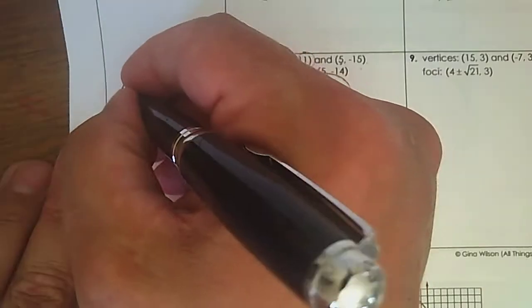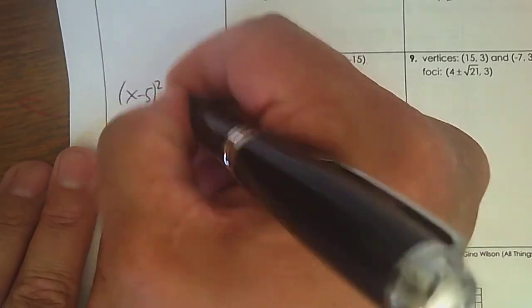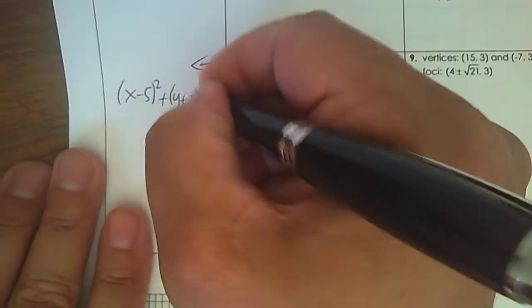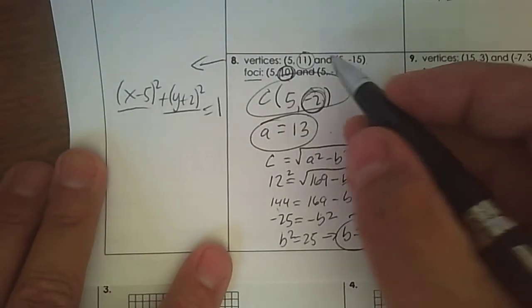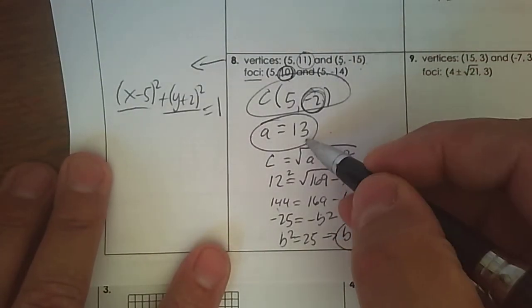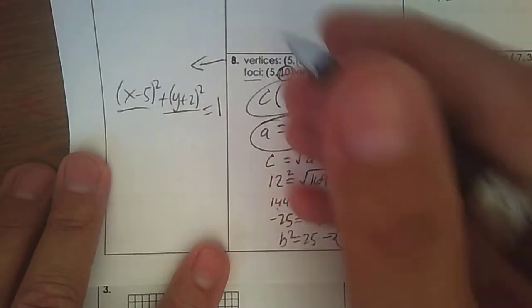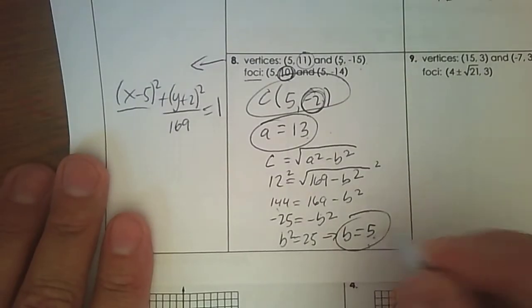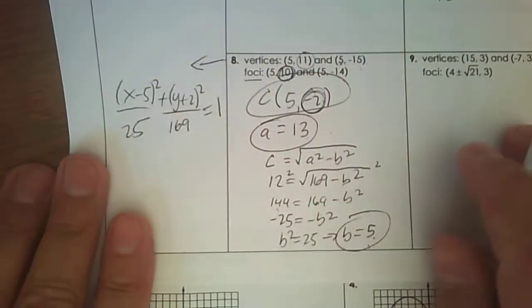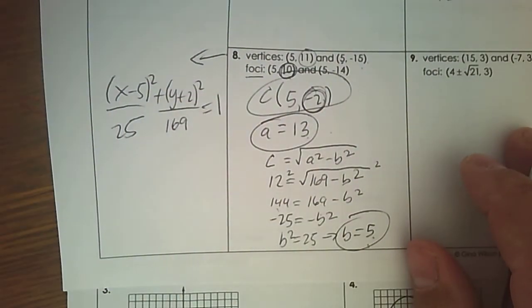So the center would be at x subtract 5 squared and y plus 2 squared, and that's equal to 1. Because the major is y, a, 13 squared, goes underneath the y. We found b to be 5, so 5 squared, 25, goes underneath the minor, and we have our equation.